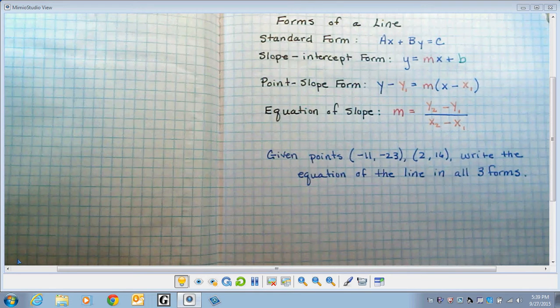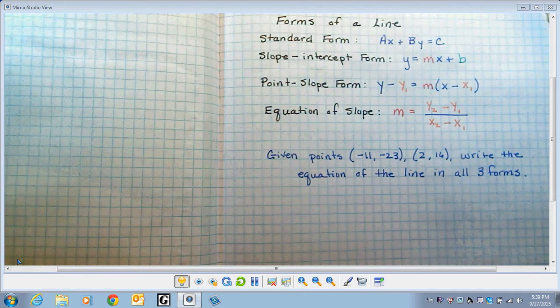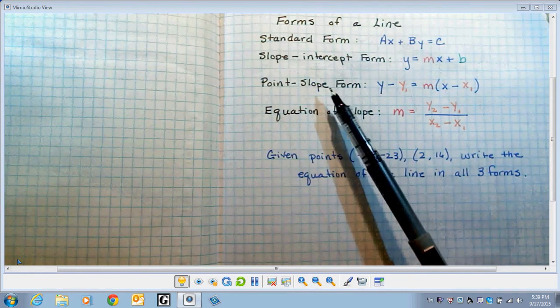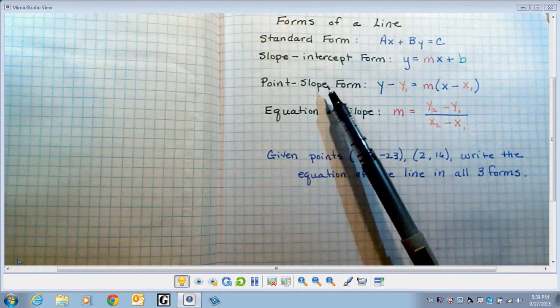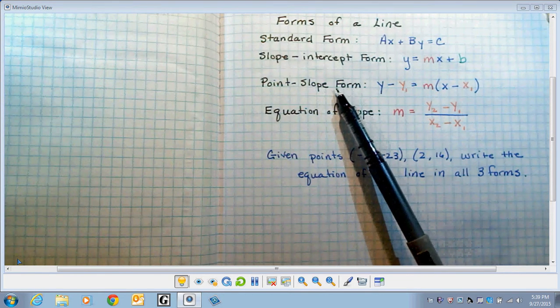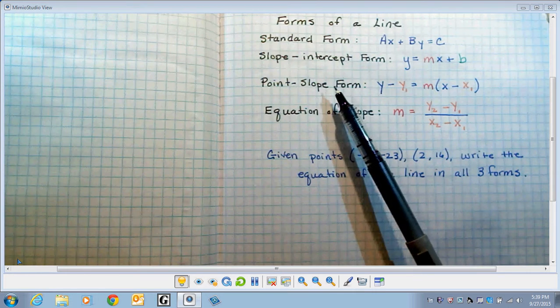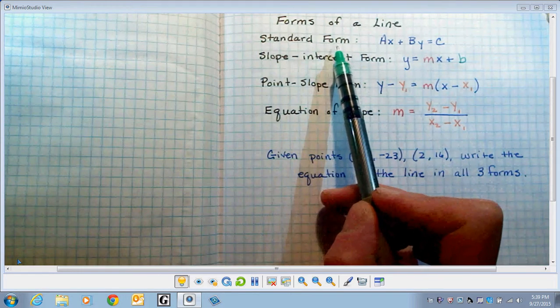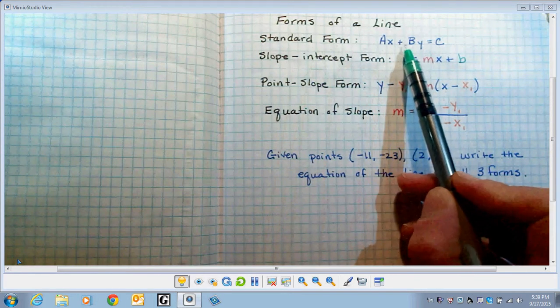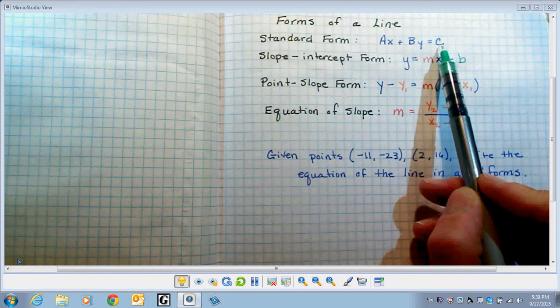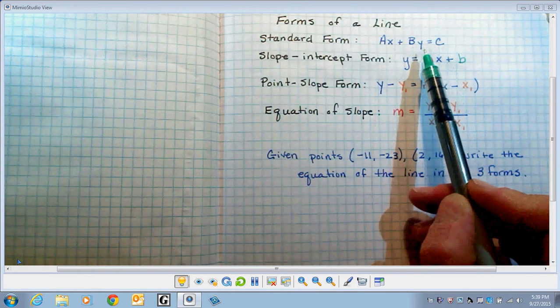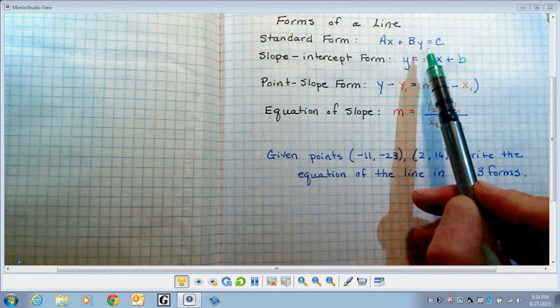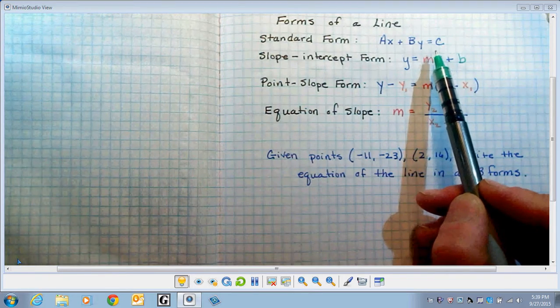In this lesson, we're going to see how standard form, slope-intercept form, and point-slope form are all really the same equation. So what I want to point out to you are some things that you really need to know by heart. And that is standard form is ax plus by equals c. This form isn't very useful. The only thing it helps us is to find the x and the y intercept.